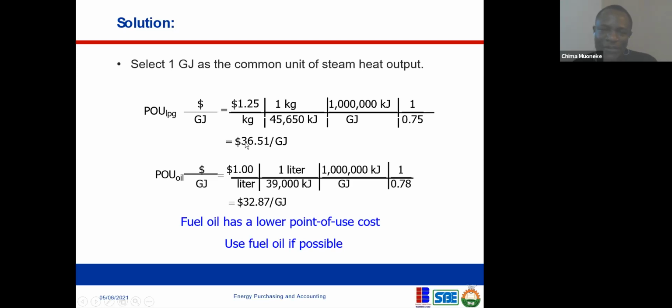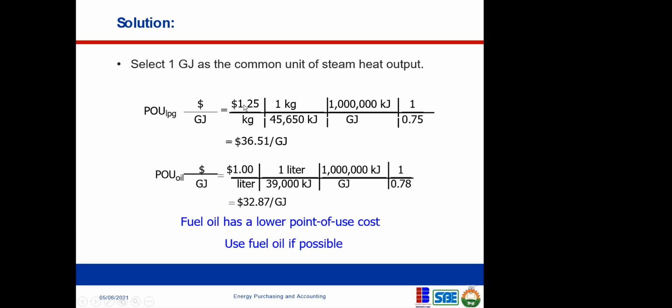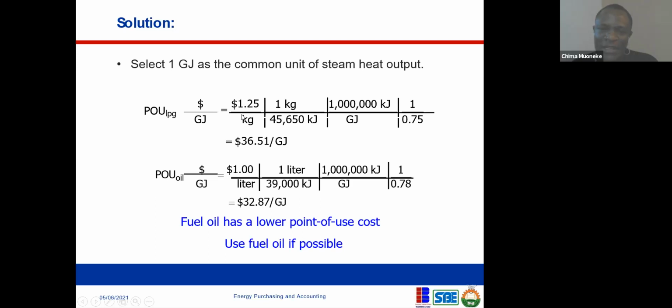So when you do that, please punch this in your calculator and be sure that we got the same thing. 1.25 times 1 times 1 million divided by 45,650 times 0.75. Please remember to put this in brackets. All these denominators, put them in brackets. Please do that and let us be sure that we got this at 36.51. Sometimes when we are doing this, we could also make a mistake. But if you don't do it, you will not realize that we made a mistake. So please calculate so that we can be sure that what I have here is the correct value.